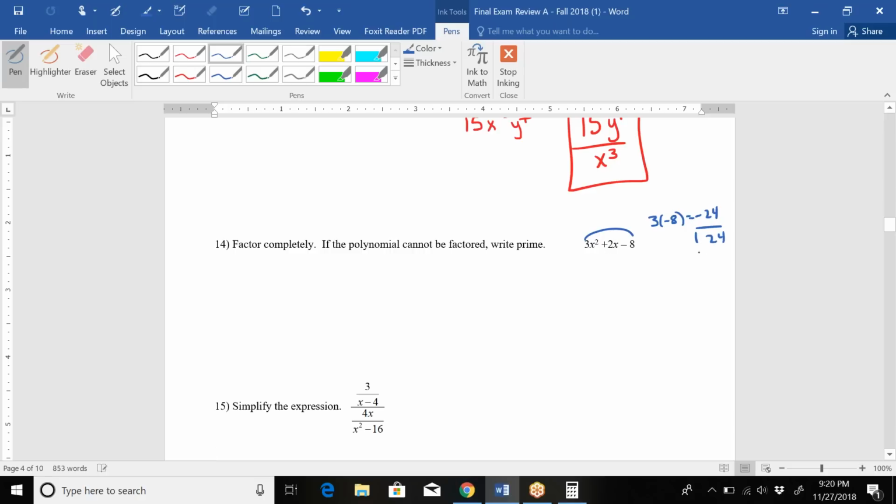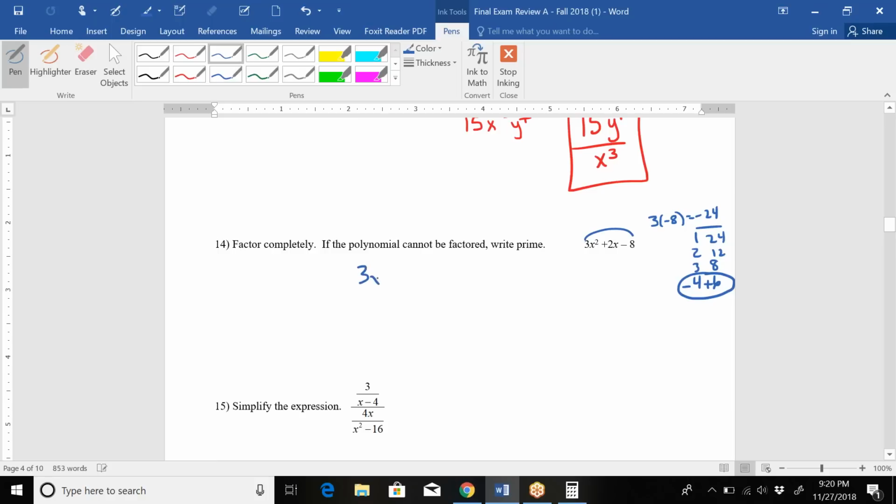So factors of 24 are 1 and 24, 2 and 12, 3 and 8, and 4 and 6. The only way to make a 2 with opposite signs is to use 4 and 6 and let the 4 be negative and the 6 be positive. Now the next step is not to put those immediately in your factors. That is how you split the middle into 4 terms.